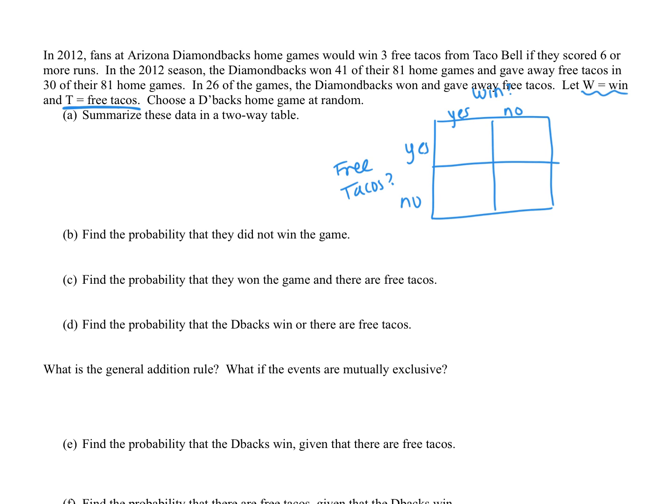And then we need to put in all of the numbers that we are given. So it says the Diamondbacks won 41 of the 81 home games. So that gives us 2 pieces of information. First, it tells us that the table needs to sum to 81, that there are 81 games total. They won 41 of the home games. That 41 goes here. So that means between these 2 boxes, I have 41 games I need to put. And then it also says they gave away free tacos in 30 of the 81 home games. So the 30 goes here. Again, those 2 boxes in the row have to add up to 30.